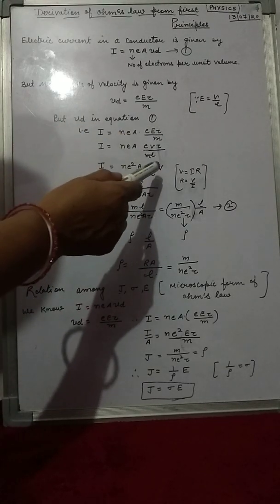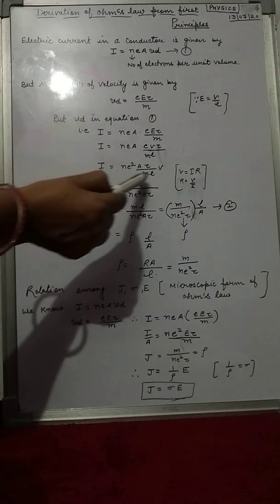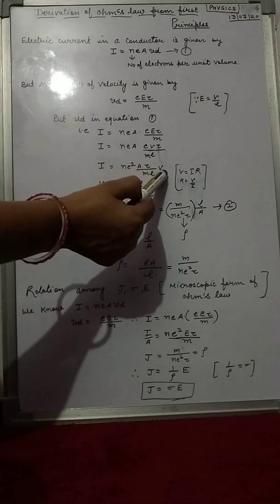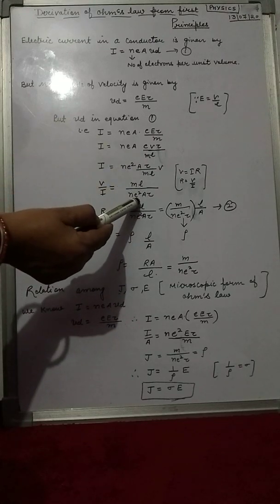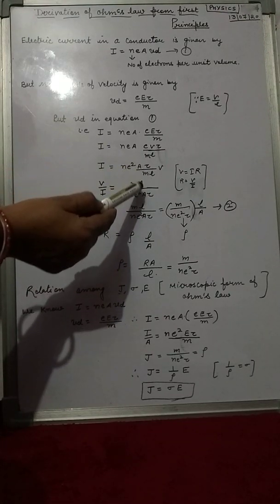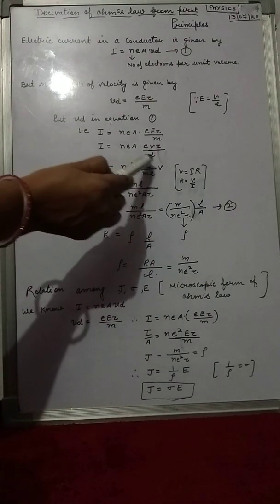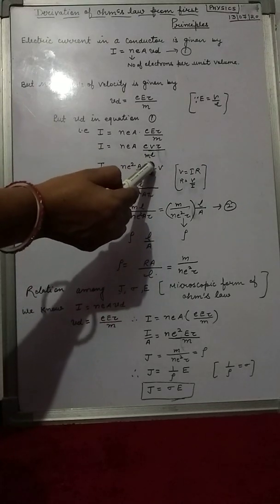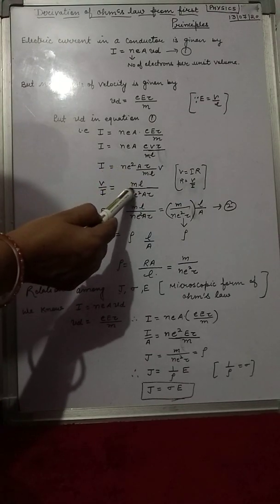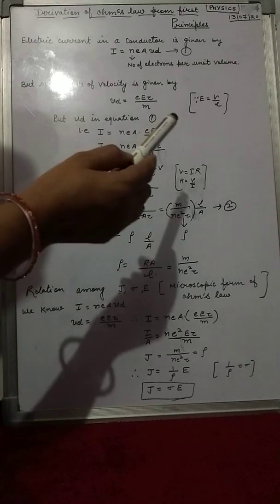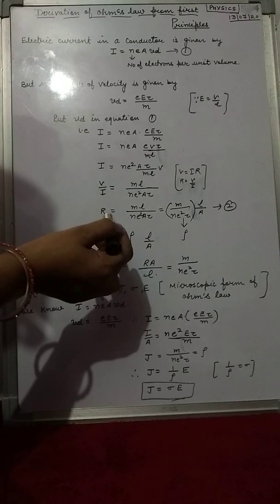Now bring this I to this side, so V/I becomes mL upon ne²Aτ. Here V/I, and this side becomes its reciprocal, mL upon ne²Aτ. Now what is V/I? V/I means R.